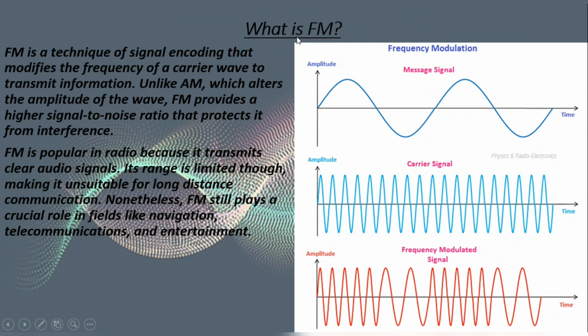Then I will discuss what an FM signal is. FM is a technique of signal encoding that modifies the frequency of the carrier wave to transmit the information, unlike AM, which alters the amplitude of the wave. FM provides a higher signal to noise ratio that protects it from interference.